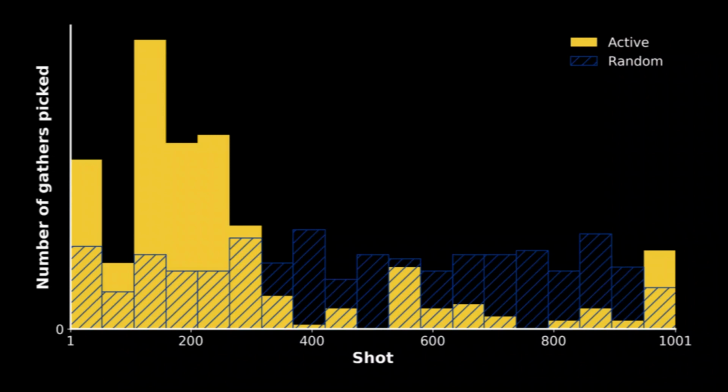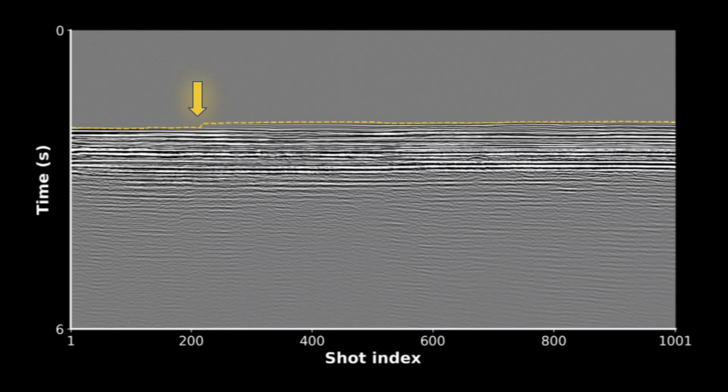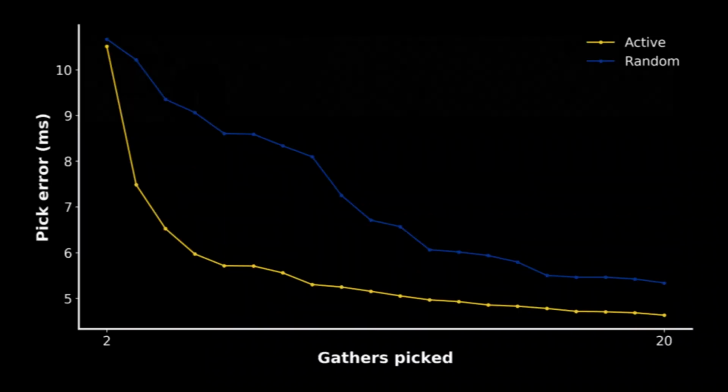As expected, when we randomly select the gathers, they're uniformly distributed across the dataset. But interestingly, you can see that when we use active learning to select the samples, they seem to be clustered around shot 200. Why is that? When we look at a common channel gather for this dataset, we can see that after about shot 200, a new earlier arrival becomes visible, and so there's a jump in the first break picks. We saw earlier that active learning tends to focus on areas where there are changes.